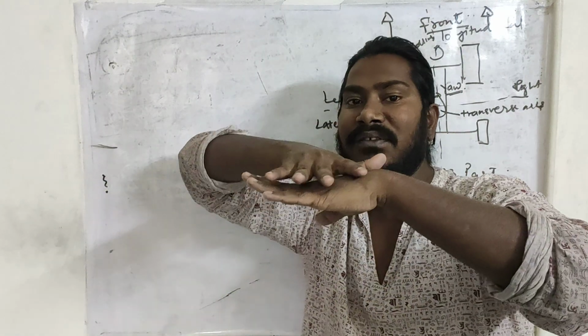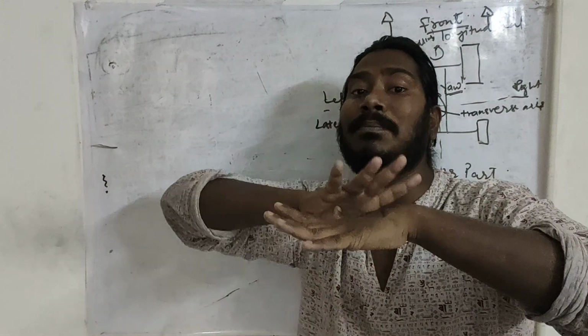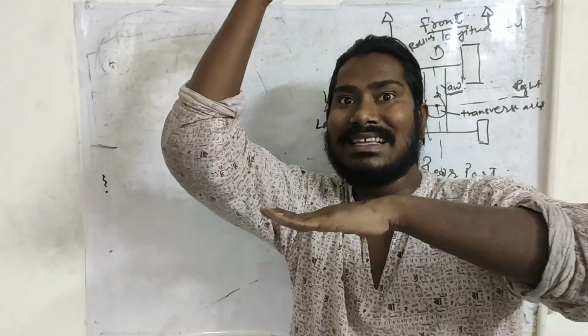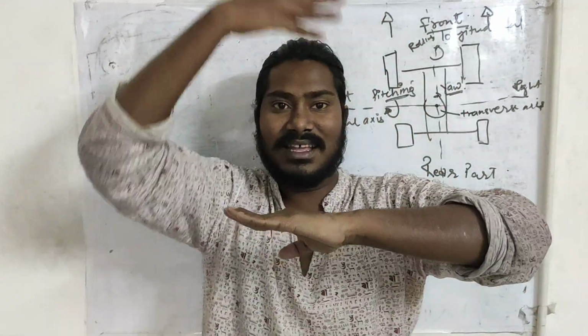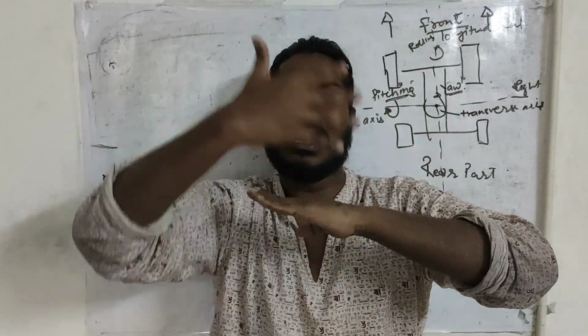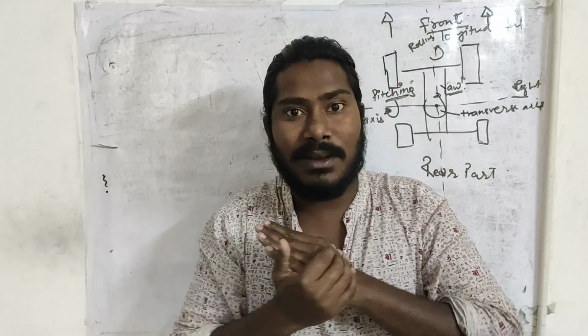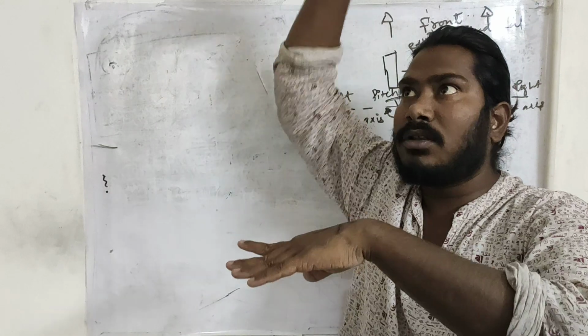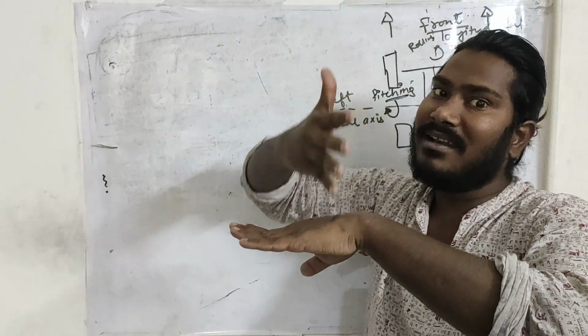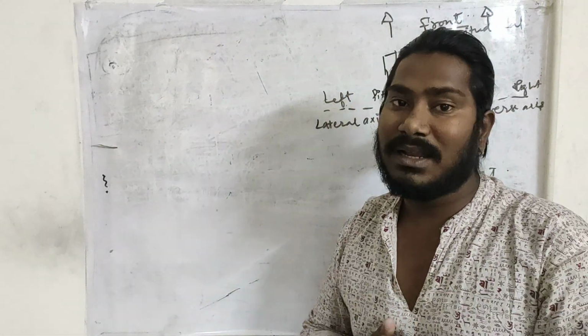Now this top plane, we can call the longitudinal plane. This is my lateral axis, and this is known as the lateral plane, or you could say the front plane, right? And this sideways plane along the transverse axis is the side plane, or you can call it the transverse plane.